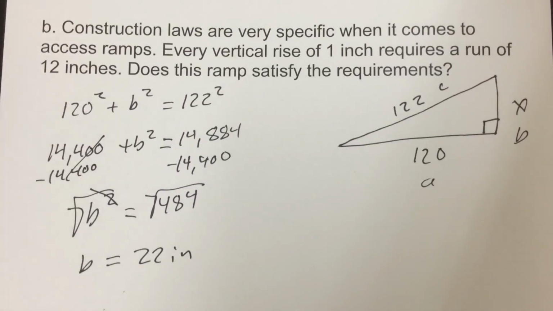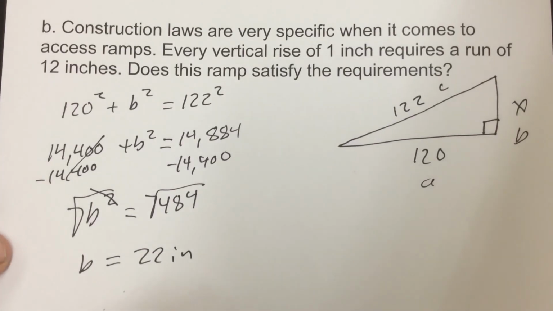Now, construction laws are very specific when it comes to access ramps. Every vertical rise of 1 inch requires a run of 12 inches. So for every foot of run, every horizontal distance of a foot, it has to go up 1 inch. Will this satisfy those requirements?